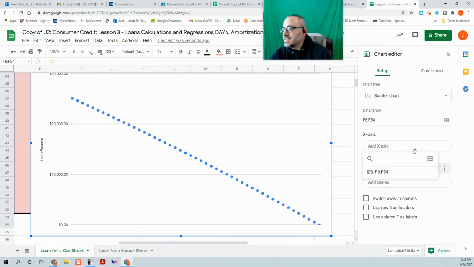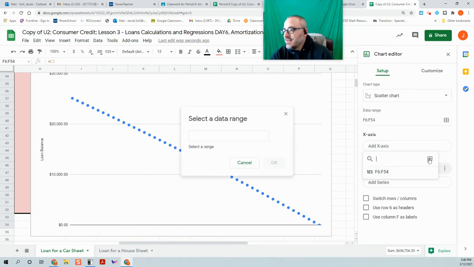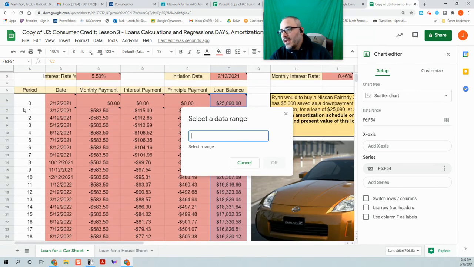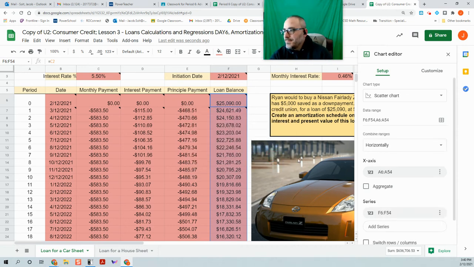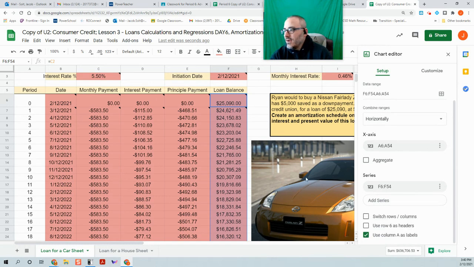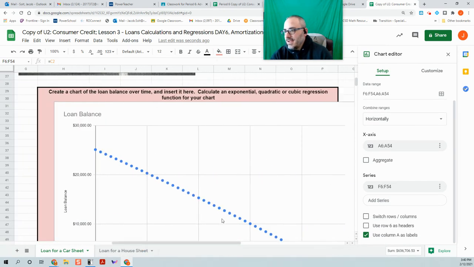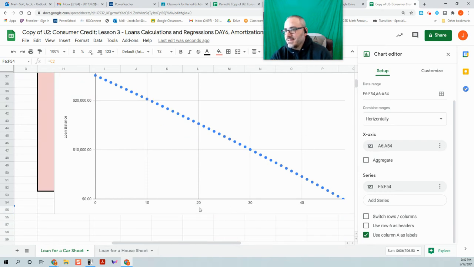I'm going to add an X series. So I'm going to click on this. I want to add an X axis, and I want my X axis to be those periods, right? I want it to be A6 through A54. So I'm going to type A6 colon A54. Boom. There I go. I have the chart scatter plot with an X axis.